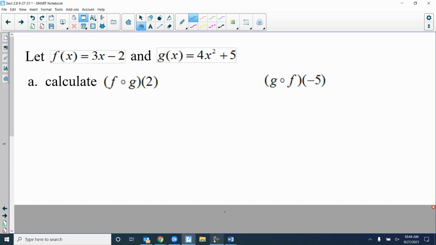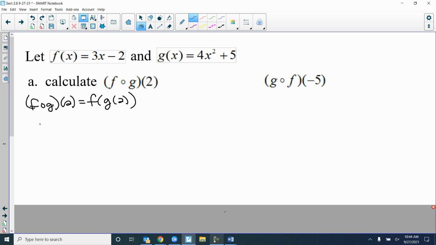f of g of 2. Here's what this means. You can do it with a constant. So f of g of 2 is going to look like that. What do we plug 2 into first? We plug it into the g function. Okay, evaluate g of 2.